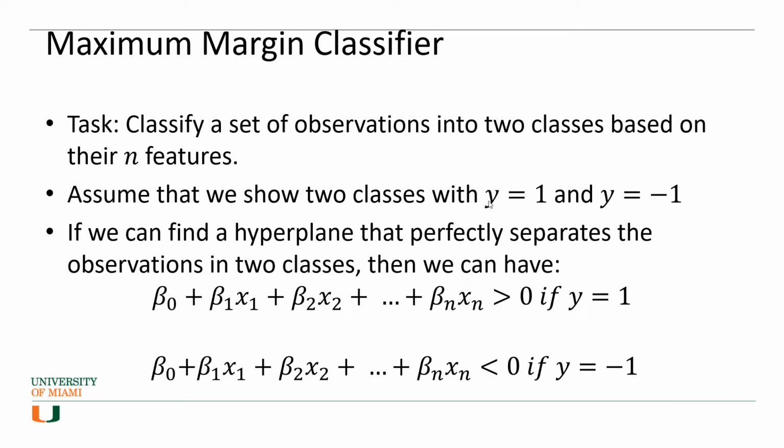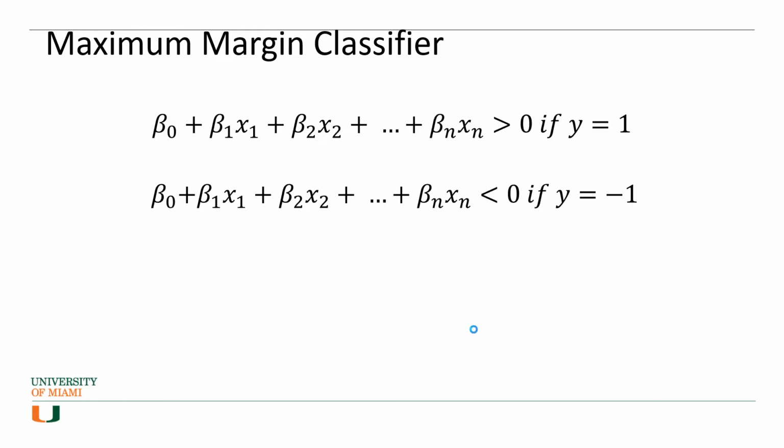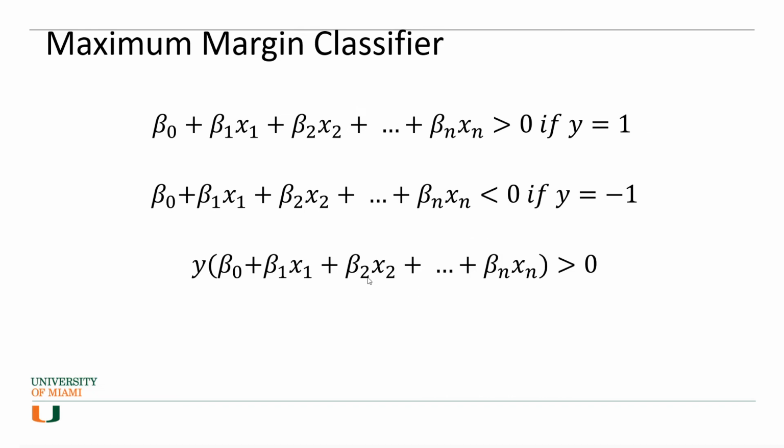Well, with the assumption of y equal to 1 for one class and y equal to -1 for the other class, we can summarize these two equations into one. We can write them as the multiplication of y by the formula of the hyperplane, and then we can say that this should be larger than 0. Now, let's see why that is.